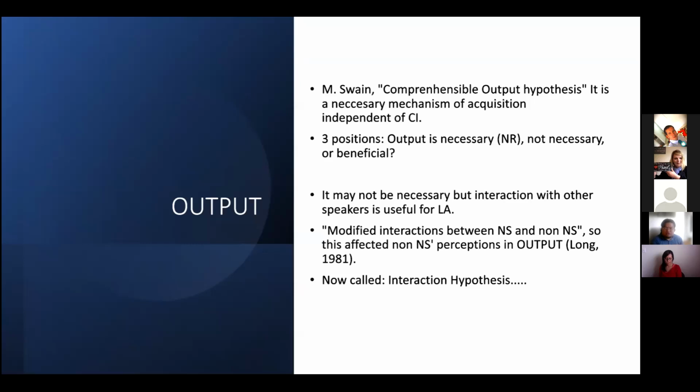Now, there are three positions related to output. First one, output is necessary. Second, output is not necessary. And third, output is beneficial. The first one, according to Dr. Krashen, that we know is like the god of language acquisition, he kind of debunked in the 80s. He said that there is no, and actually it is true, because there is no research or proof that actually asserts that output is necessary. There is no research that proves that, okay?